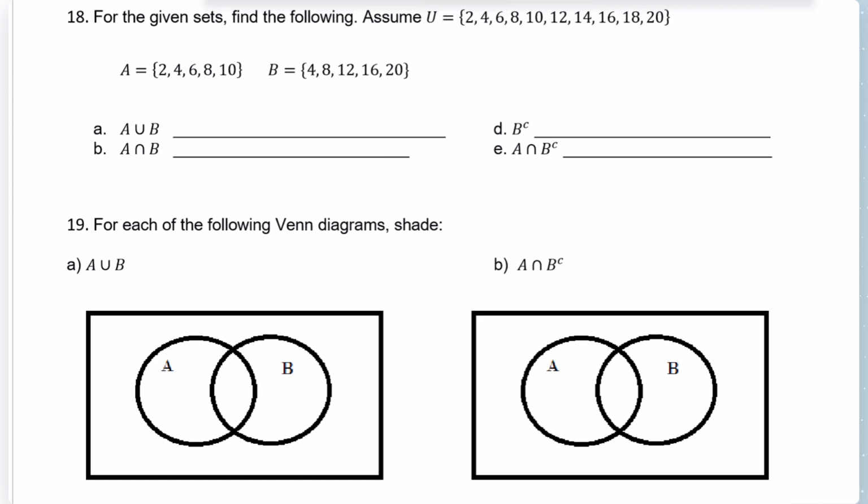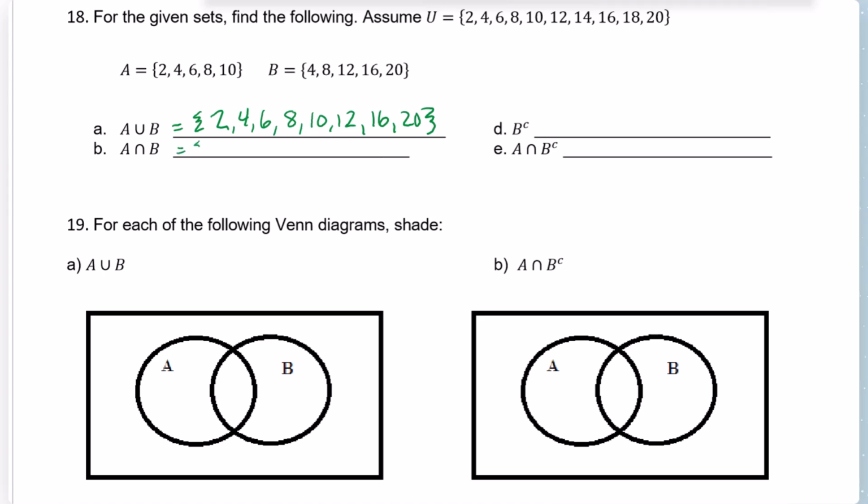For the given sets, the universal is 2, 4, 6, 8, 10, 12, 14, 16, 18, 20, and then we're given sets A and B. First off, go find their union. So their union, remember, is going to be the merger of both sets. So we need to pick up A's 2, and then 4, 6, 8, 10, 12, 16, and 20. So we have to get everything from both sets combined together.